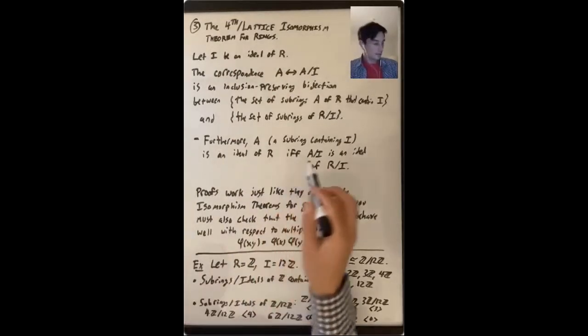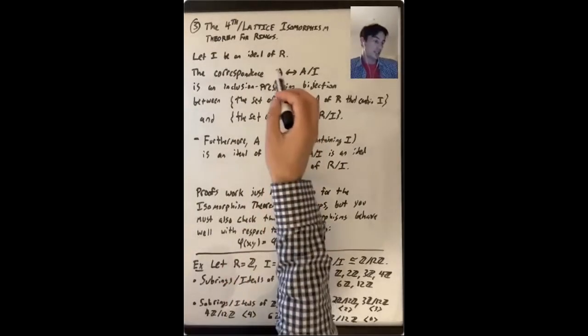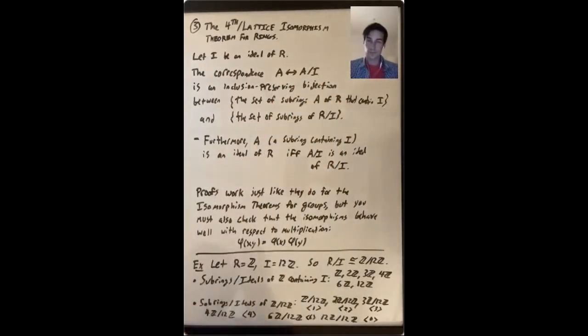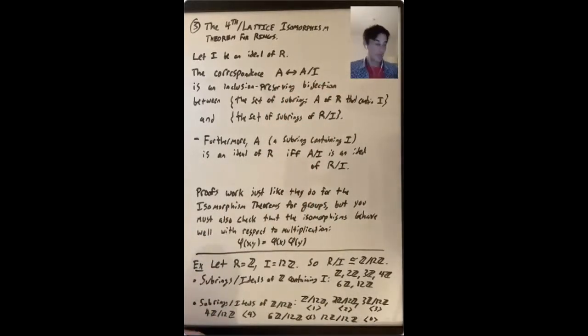But the main thing to remember is the same as the big part of this lattice isomorphism theorem for groups, which is just that there's this correspondence between subgroups that contain your normal subgroup N and subgroups of G modulo N. So it goes the same way.